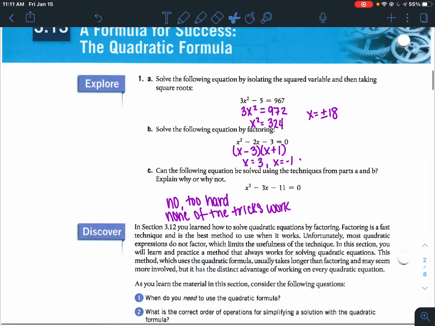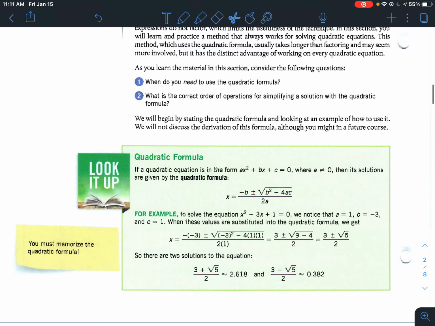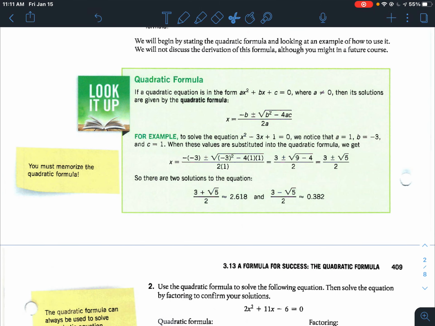So that's where the quadratic formula comes in. Yay. Here's the quadratic formula. Like I said, I would never expect any student to ever memorize this. I don't even have it memorized myself. I look it up every time I need to use it.